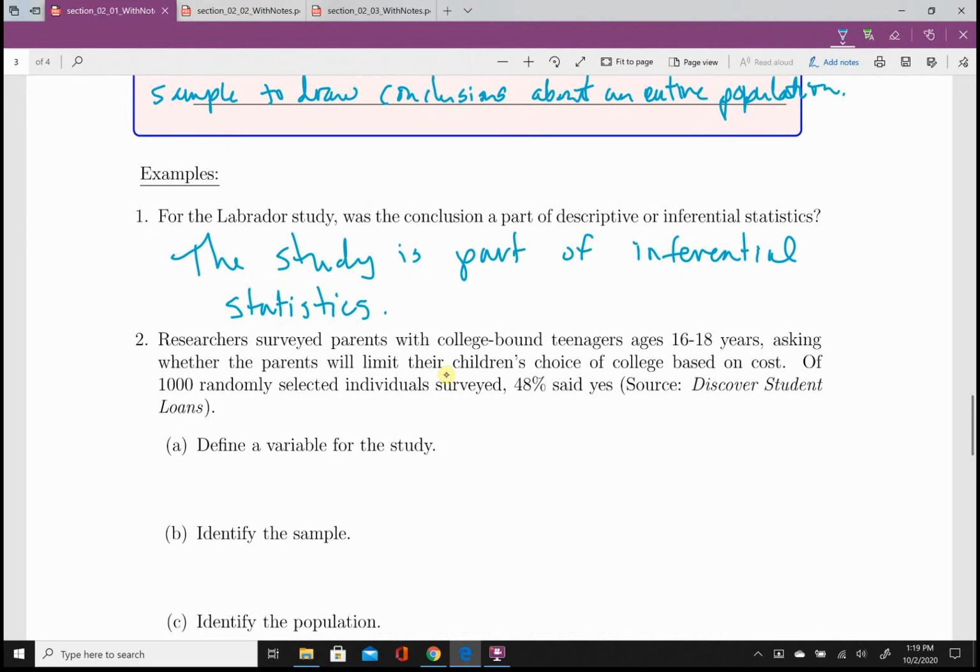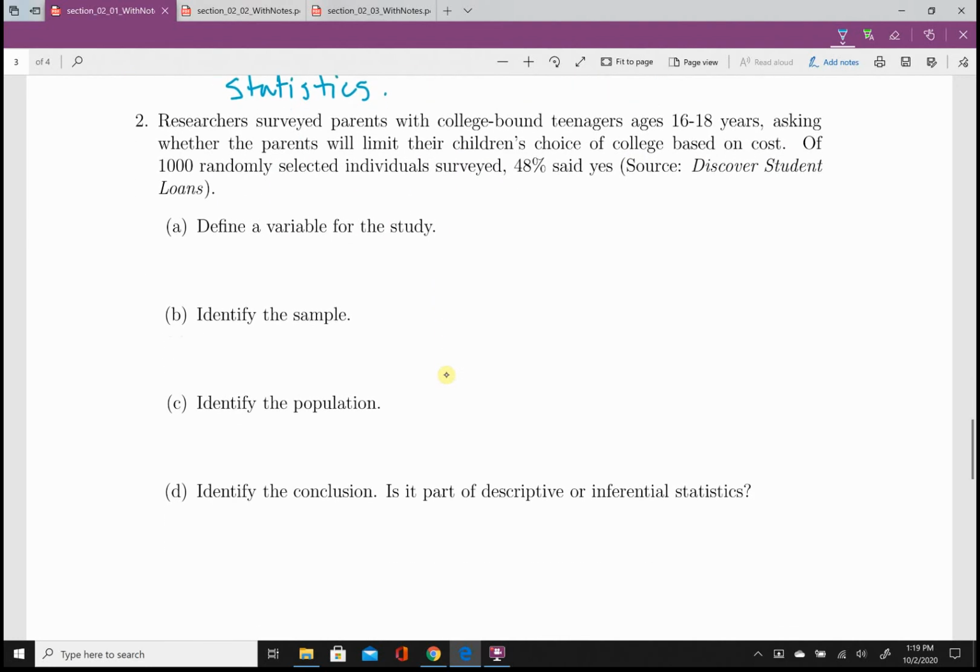So let's look at number 2 now. Researchers surveyed parents with college-bound teenagers ages 16 to 18 years, asking whether the parents will limit their children's choice of college based on cost. Of 1,000 randomly selected individuals, 48% said yes. Define the variable of the study.